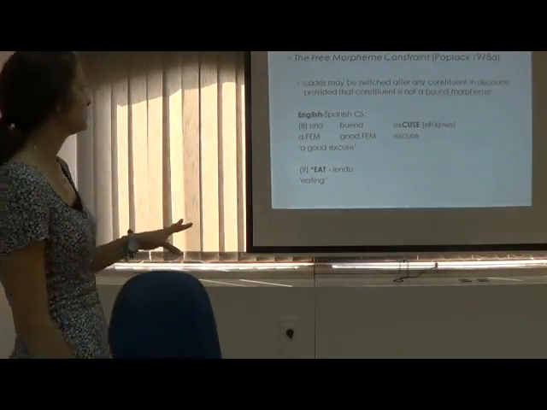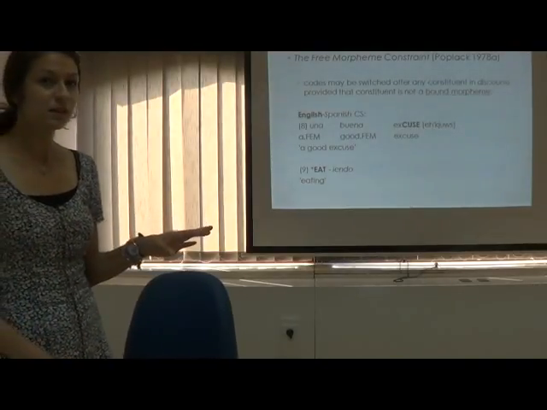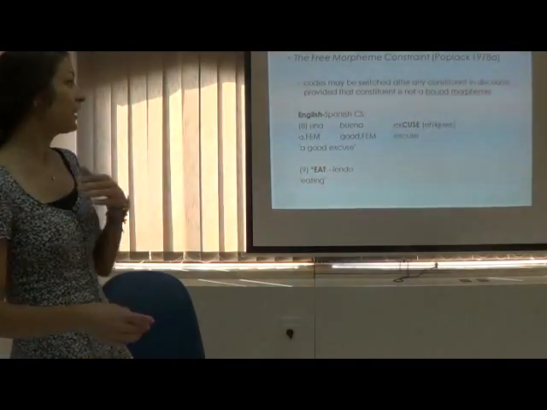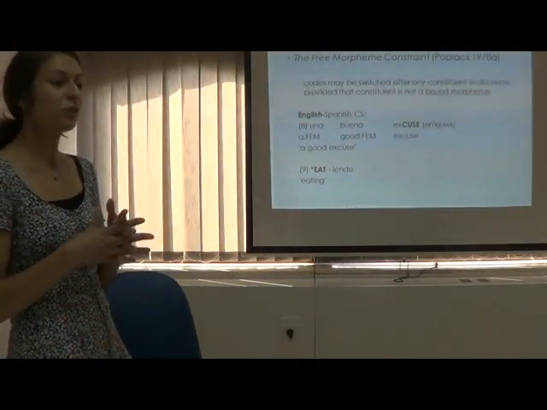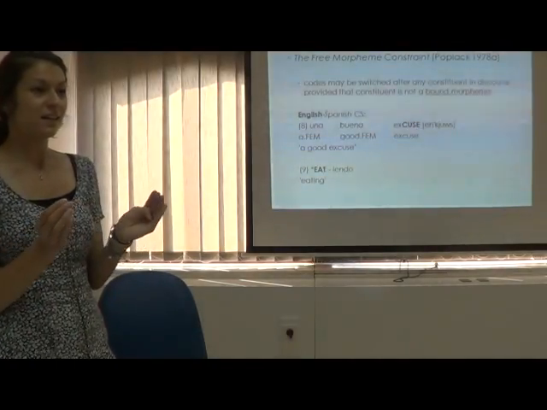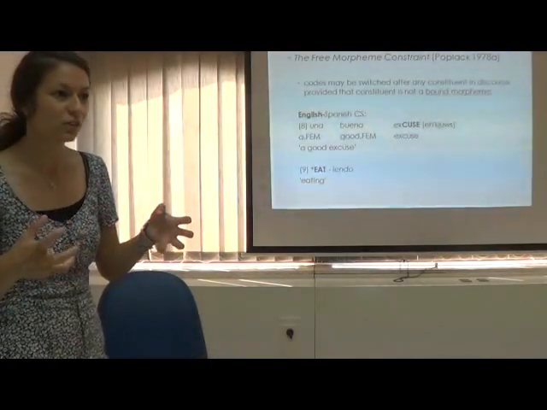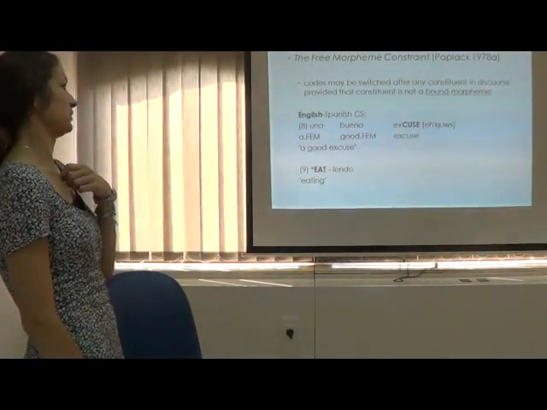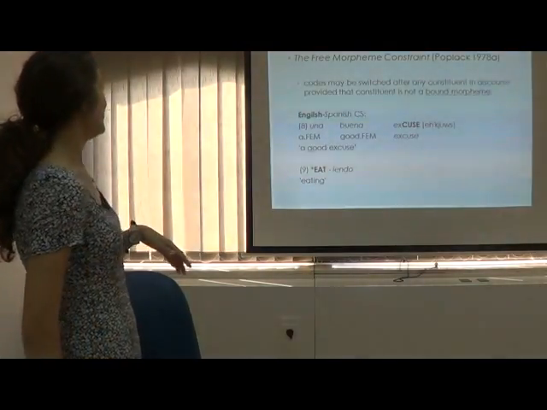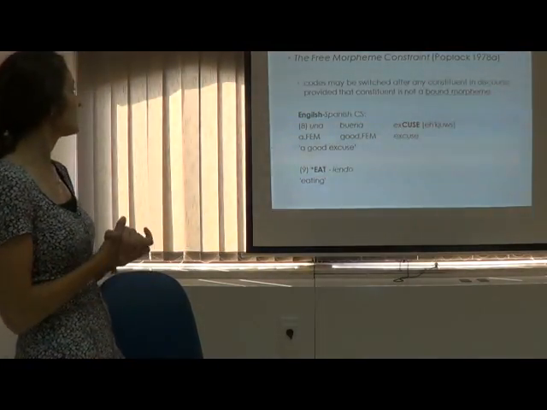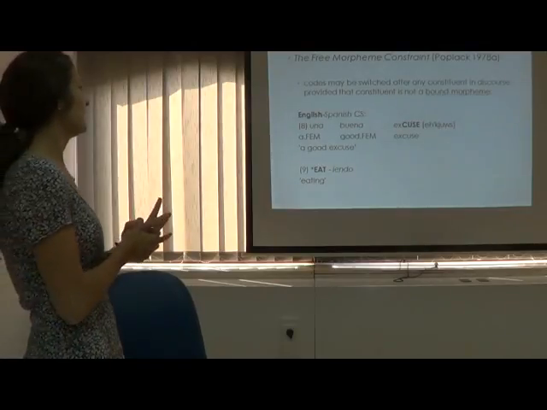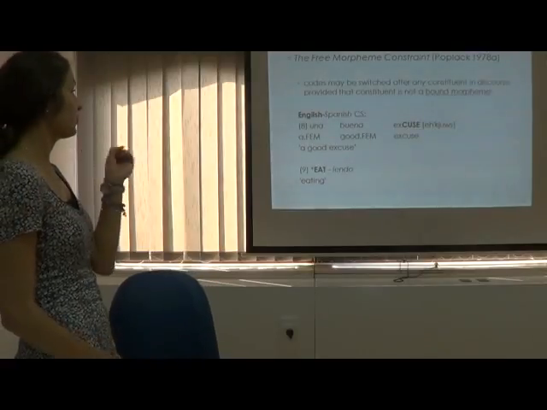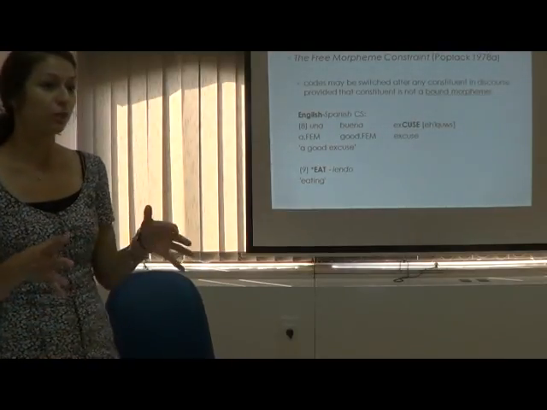Now we're going to talk about various constraints that have been proposed, but it's good to know about them, and it's good to see that when looking at code switching, just looking at one language pair is not enough to make generalization for cross-linguistic code switching. So Poplack, a long time ago, said that there's the free morpheme constraint that codes may be switched after any constituent in discourse, provided that that constituent is not a bound morpheme.